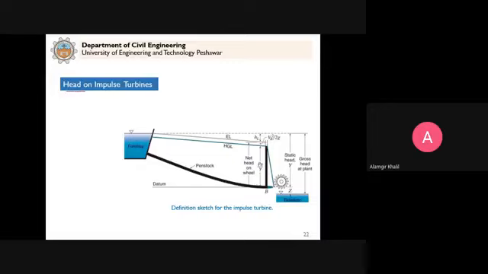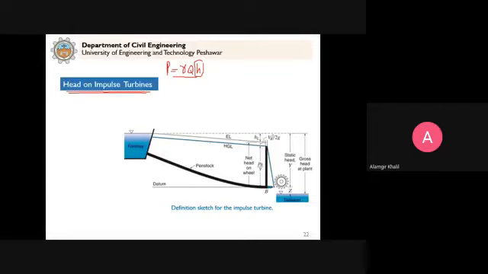Now we want to calculate the head on an impulse turbine, because we talked about how it converts hydraulic energy into mechanical energy. So now we are interested in calculating the head that is acting on the turbine. If we can calculate that head, then we can calculate the power that is available to the turbine using this equation. Clear?